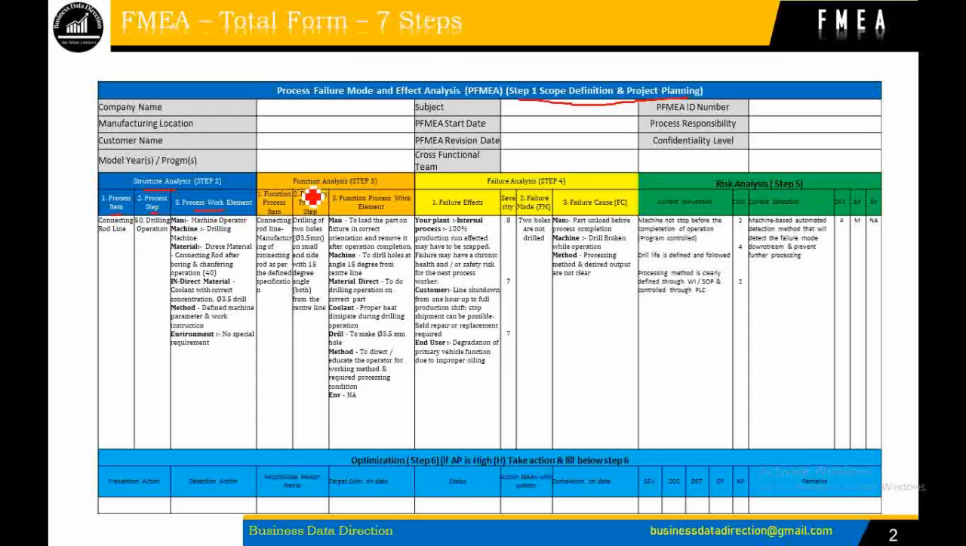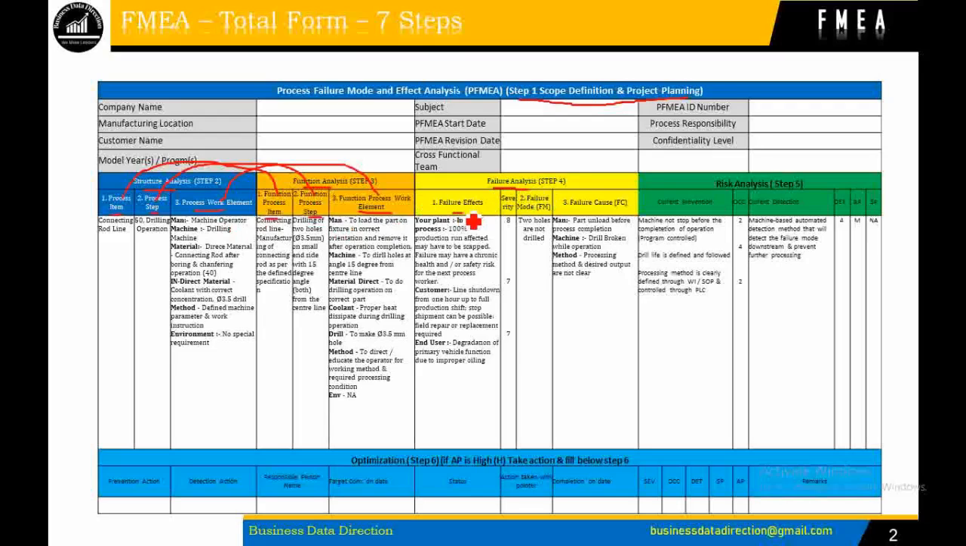The third step is functional analysis. It is function process atom, function process steps and function process work element. Now here, in step two, structure analysis, process atom is linked to function process atom. Process step is linked to function process steps, and structure analysis process work element is linked to function process work element. These are linked with each other.